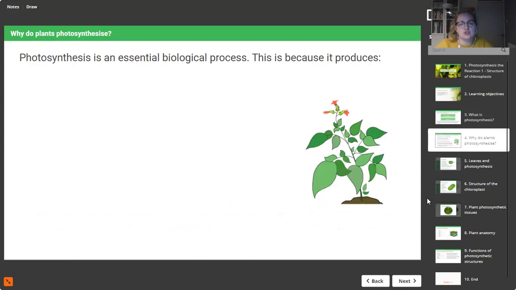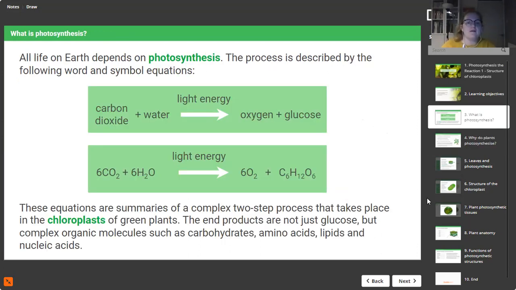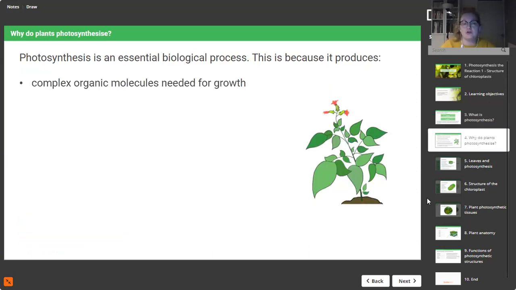It's an essential biological process. It does this because it produces those complex organic molecules needed for growth, other than just glucose and oxygen. So if we go back, it makes those carbohydrates, it makes those amino acids, it makes lipids and nucleic acids. It makes all these complex molecules that we need for growth, what the plants need for growth.